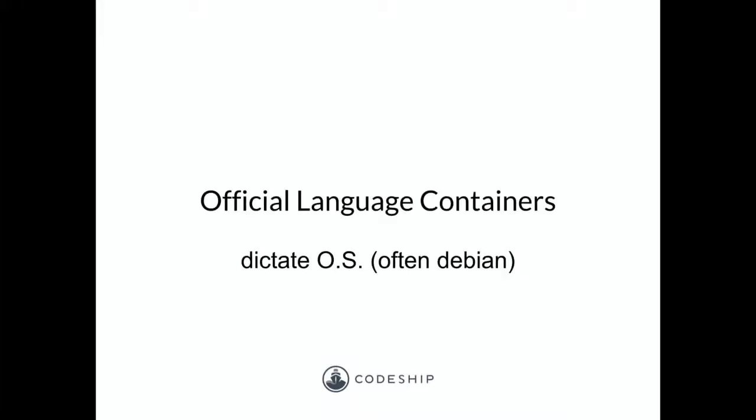The official language containers dictate the operating system because they control that initial FROM. You can't say, I want the Ruby one that's on Ubuntu, not the Ruby one that's on Debian, unless somebody has also made that version. But the official ones usually come from Debian, and you usually don't get to choose there. So you can't use the official Ruby container that uses CentOS.